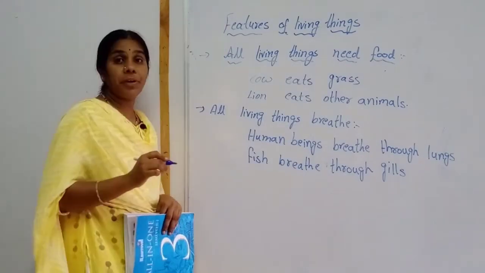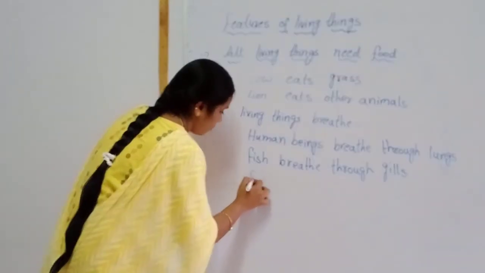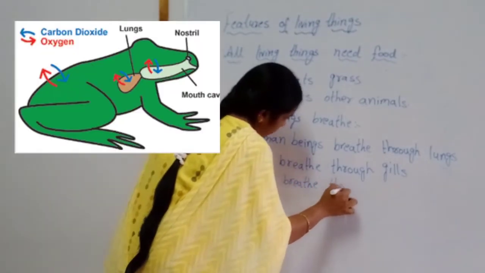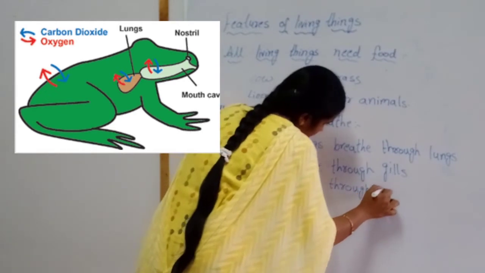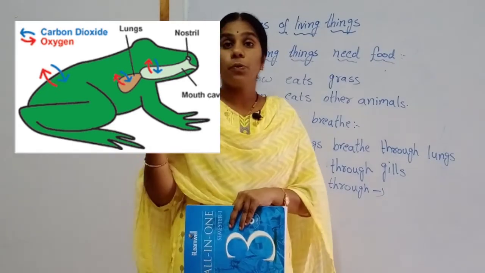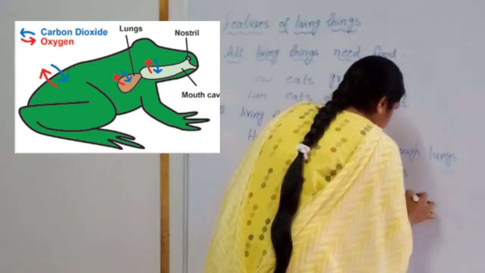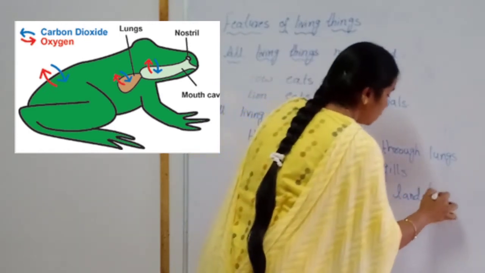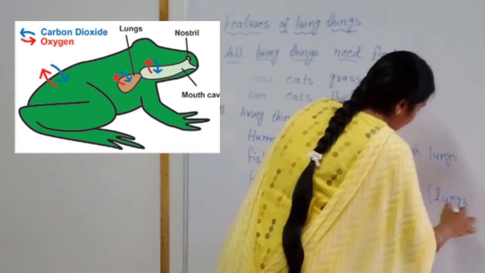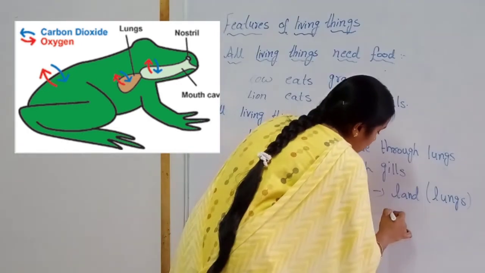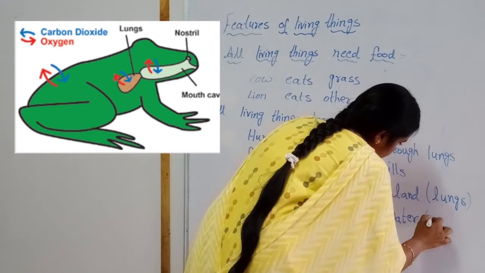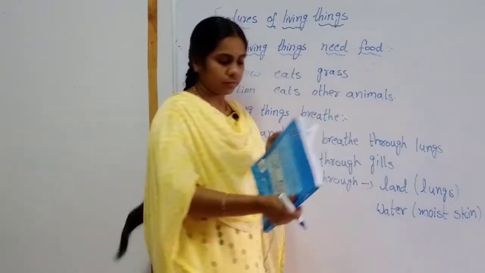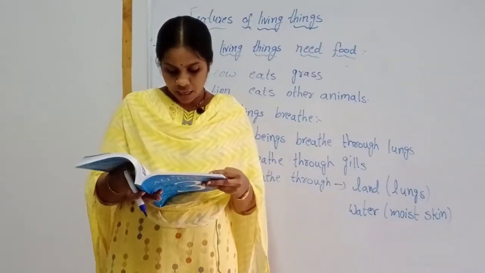And the frog breathes through... When it is on the land, it breathes through lungs. And when it is in water, it breathes through moist skin. Moist skin.